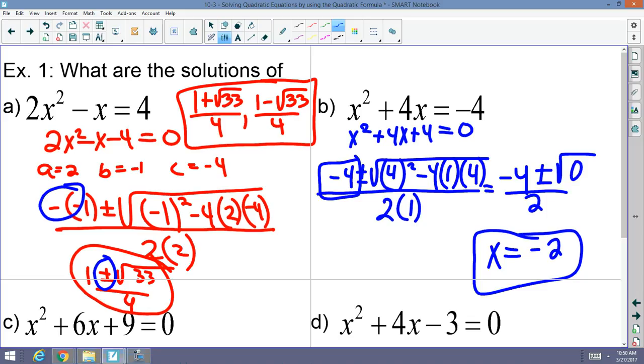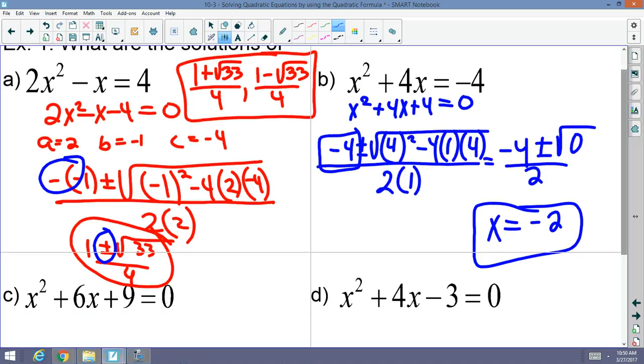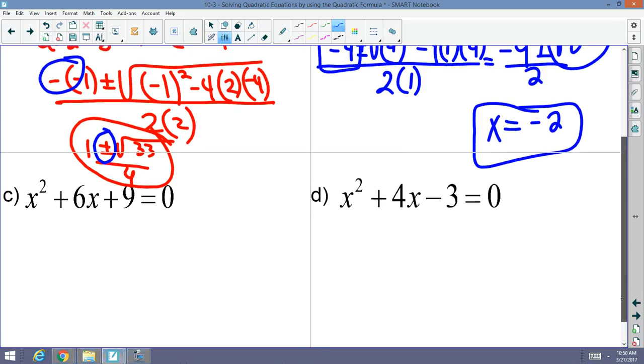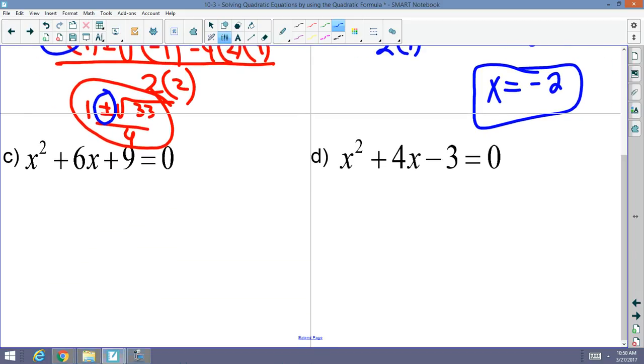If this was a real test, and it just said solve, and I had this, me personally, I'm going to recognize the perfect square, and I factor it. But I just want them to see what happens when you get a 0 in the radical, right? Square root of 0 is 0. I don't want you to flip out. All right?